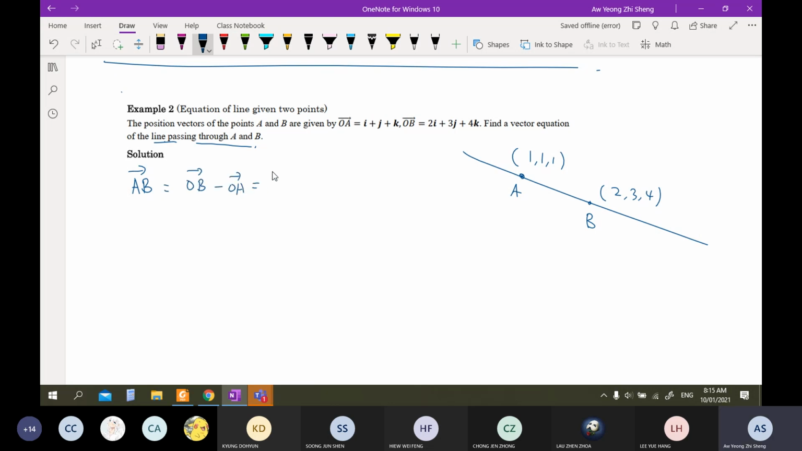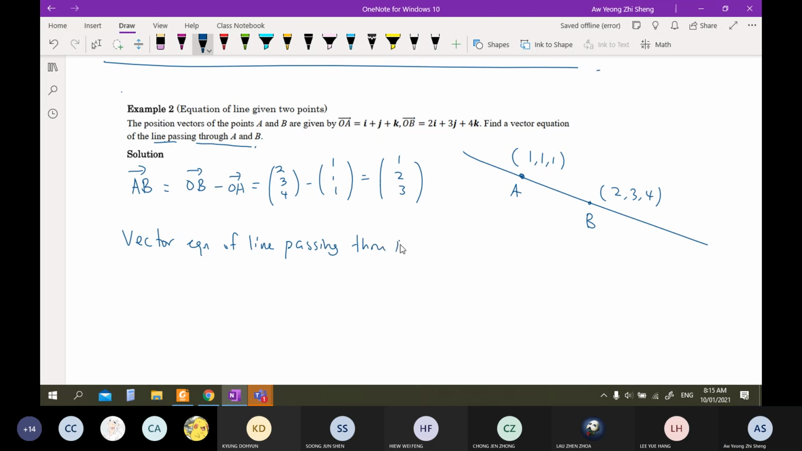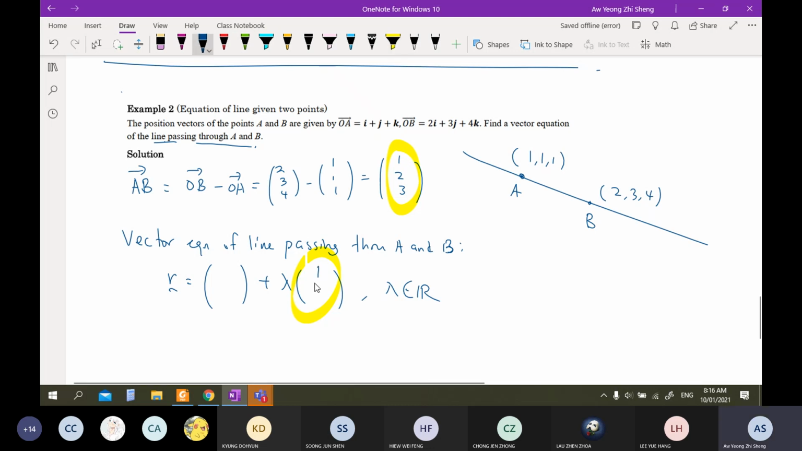AB is OB minus OA, which is (2, 3, 4) minus (1, 1, 1). That gives you (1, 2, 3). So, vector equation of the line. Since there's only one line involved in this question, mentioning vector equation of line would be good enough. If you want to make it more complete, you can of course say line passing through A and B. So this is r = ( ) + λ( ), λ in R. The vector that is multiplied by lambda is the direction vector, so you should put in your vector AB here. It's (1, 2, 3).